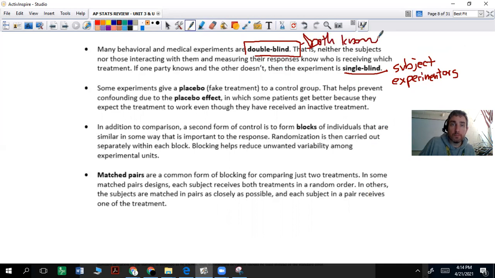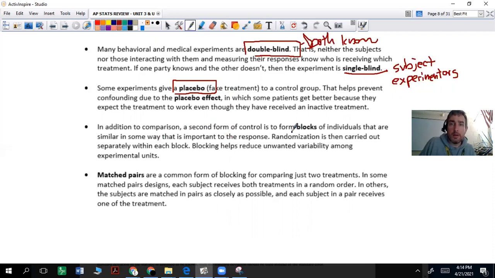You have a fake treatment, a placebo. Placebo effect is when you are thinking that you're getting the pill or whatever, but you're really not. The body says, hey, I'm going to react this way because I think I'm getting this. That's the placebo effect. It's the fake treatment.